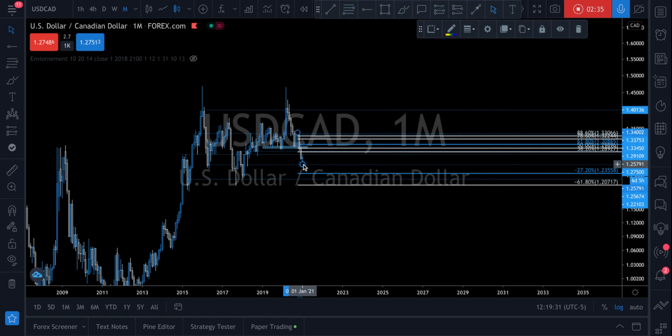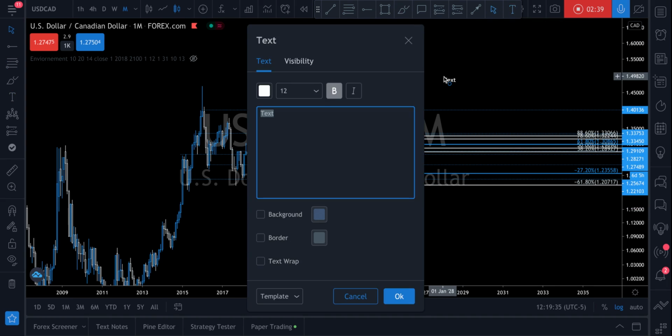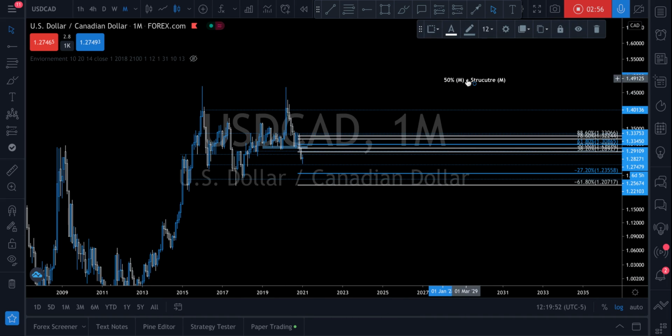As we can see, we're seeing some reversal patterns right here. So this 50% fib aligns with this. So 50% on monthly, we'll do monthly, and is a fib of the monthly time frame, plus it is also structure, and this will also be monthly. So this right here is indicating that we could be seeing a potential reversal.